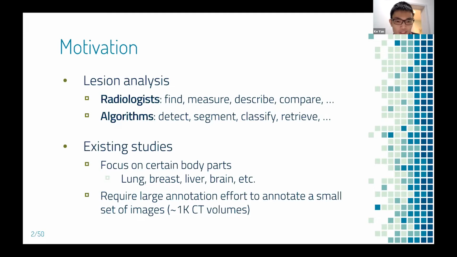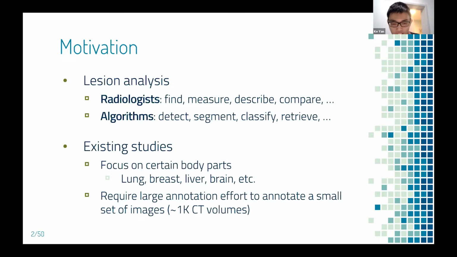Most of them only focus on certain body parts. For example, some of them focus on detecting lung nodules. Some detect breast nodules, liver tumors, brain lesions, and so on. But in the daily work of a radiologist, they typically need to find all the lesions in all the organs in the image. So if we train one model for each organ, this is very inefficient. Also, these algorithms require large annotation effort to annotate a small set of images. This is because medical images are very difficult to annotate compared to natural images, and it requires a lot of time and professional knowledge.